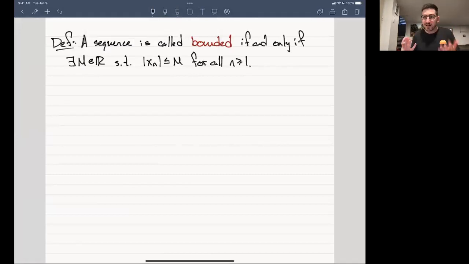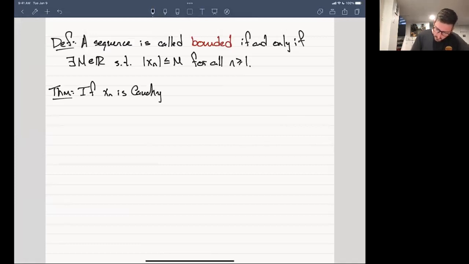So this means that you cannot get arbitrarily far away from 0 here, right? You can only go as far to the right on the number line as capital M and as far to the left on the number line as minus M, right? That's what it means. You're stuck in between minus M and M. That's the boundedness if you think of these as points on the real line. Now here's the nice theorem. We sort of get a chain of implications here. So we say if xn is Cauchy, then xn must be bounded.